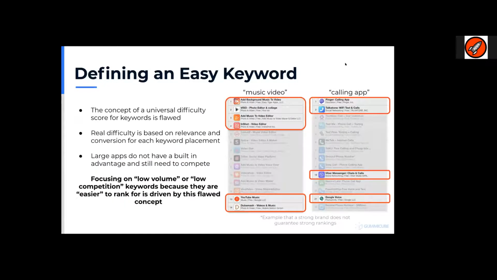When you define an easy keyword, there can be no universal difficulty. Whenever we're looking at tools for ASO and we see that difficulty scores are the same for every app, regardless of what app is loaded in, we know that relevancy is not being considered as a factor. And so that difficulty score isn't really relevant to the optimization process. That's a very important point when you're thinking about what keywords to experiment with and what keywords perhaps to leave for later.